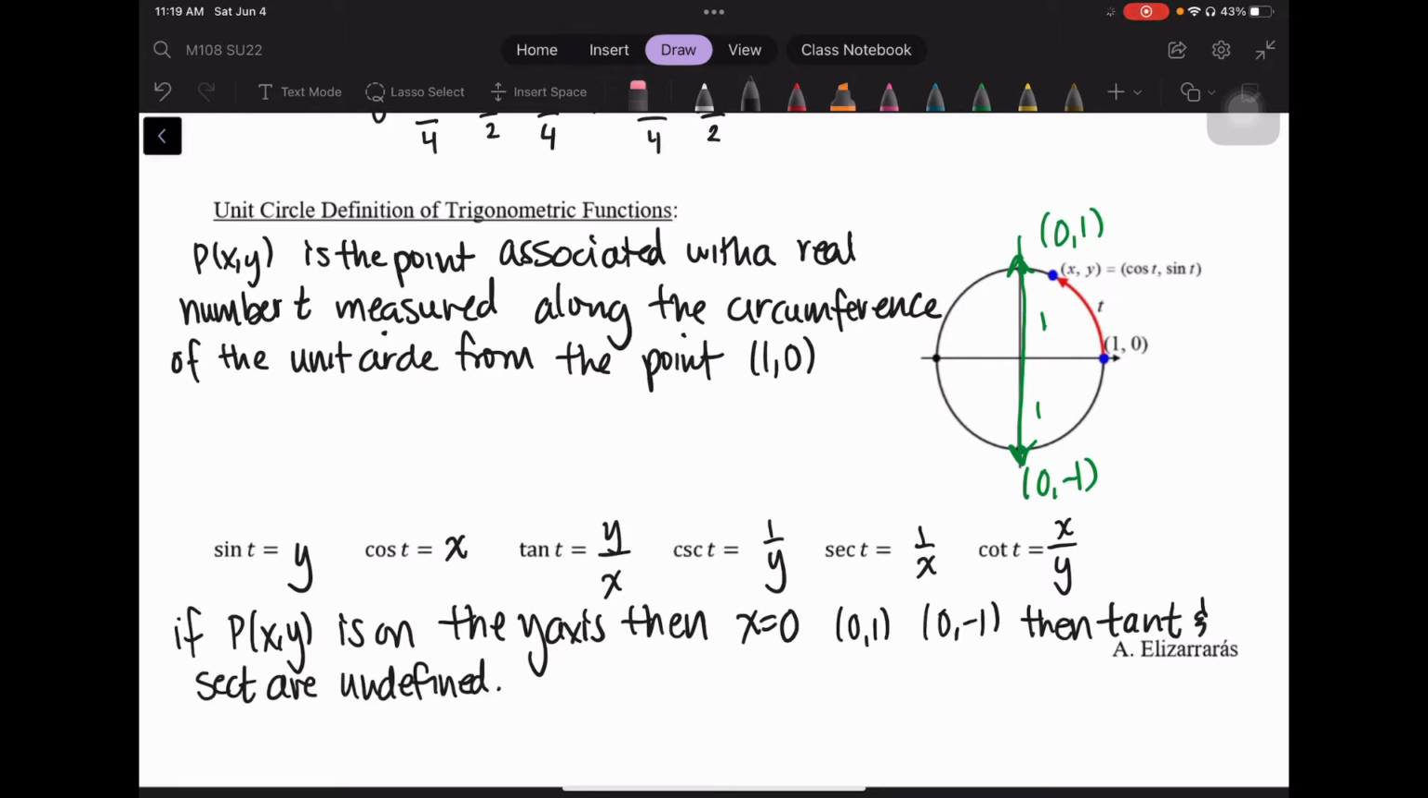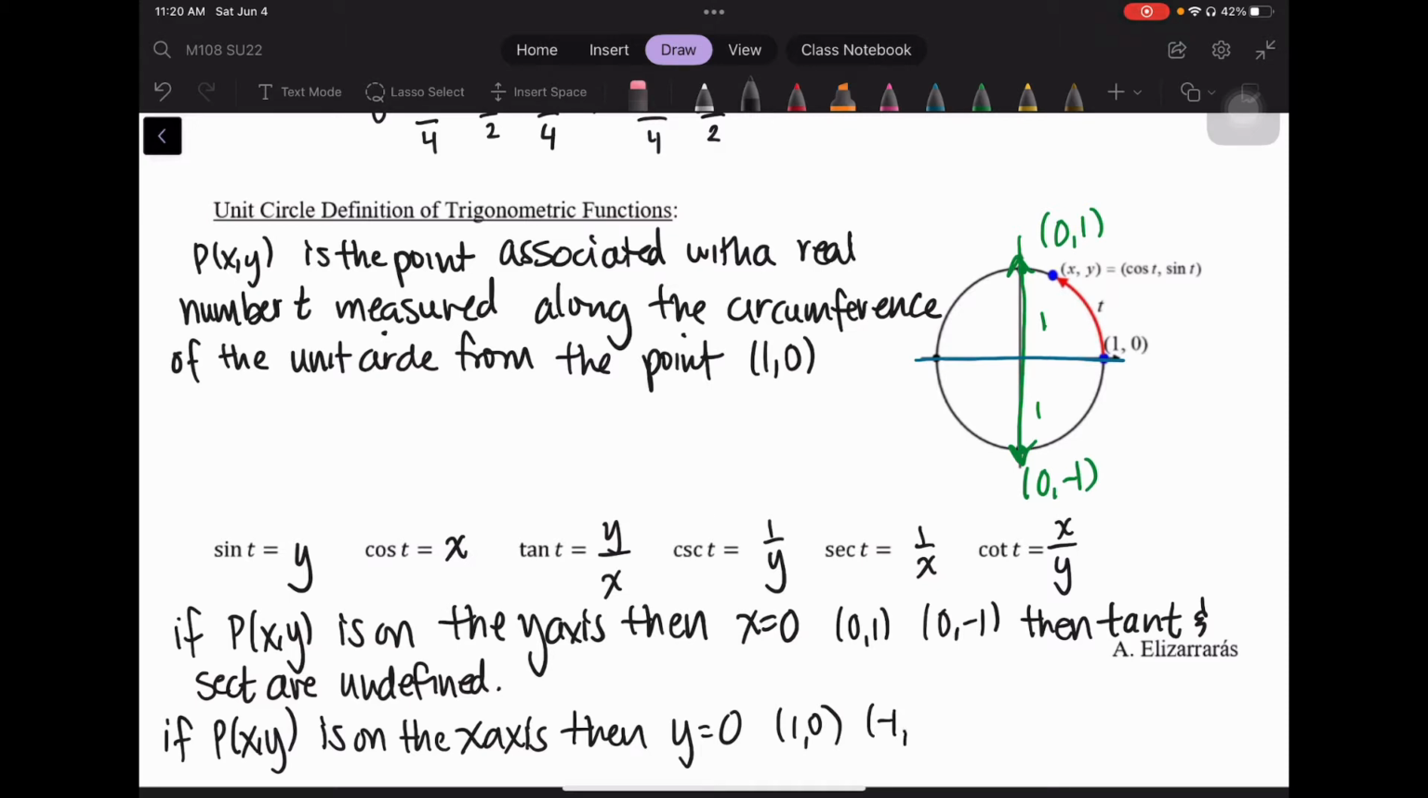So those are undefined. Let's talk about if P of x, y is on the x-axis. If P of x, y is on the x-axis, then y is 0, and that happens at the points 1, 0 and negative 1, 0. If y is 0, then cosecant and cotangent are going to be undefined.